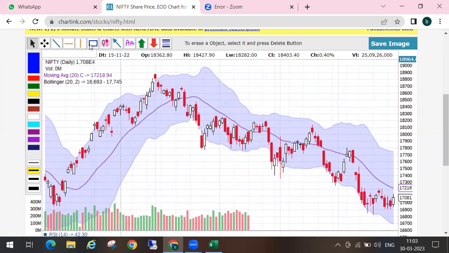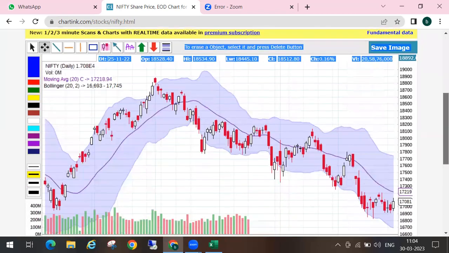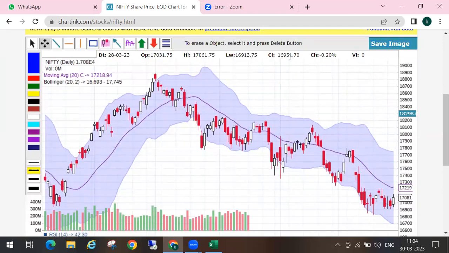This is 17,218.94, which is the simple moving average. We will see in our Excel that we arrive at these exact figures. Whatever figures they have given over here, we will arrive at exactly these in our Excel sheet.